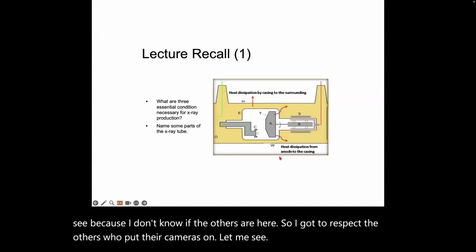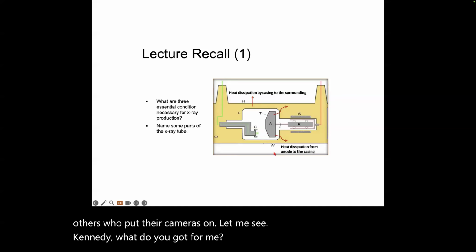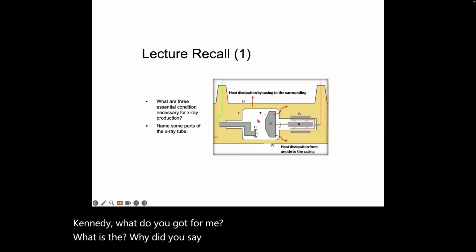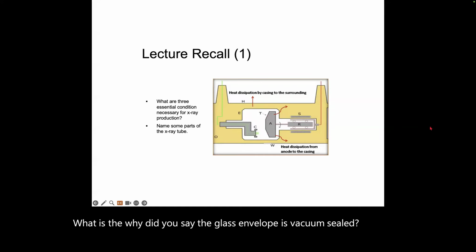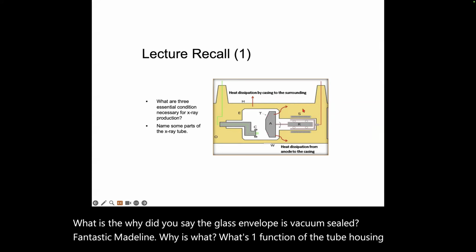Kennedy, what do you got for me? Why did you say the glass envelope is vacuum sealed? To prevent any air molecules from interacting with the electrons. Fantastic. Madeline, what's one function of the tube housing? Madeline.